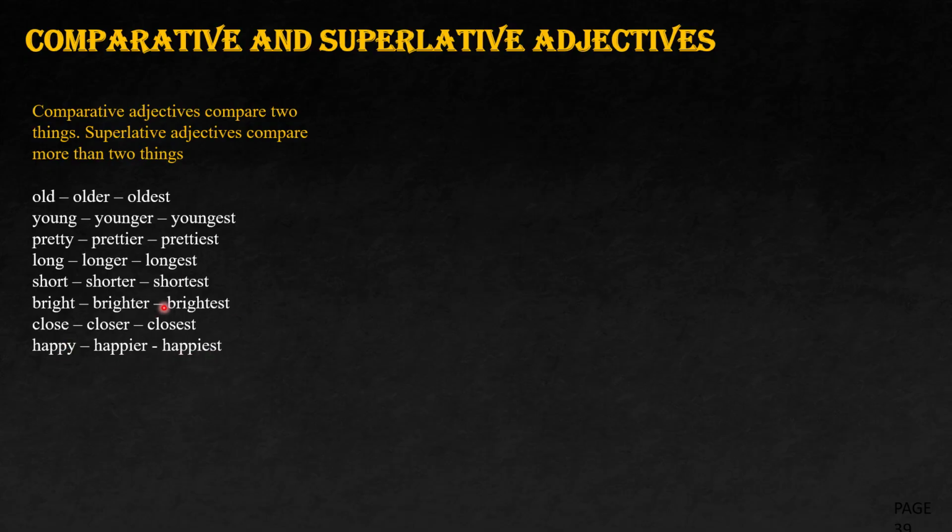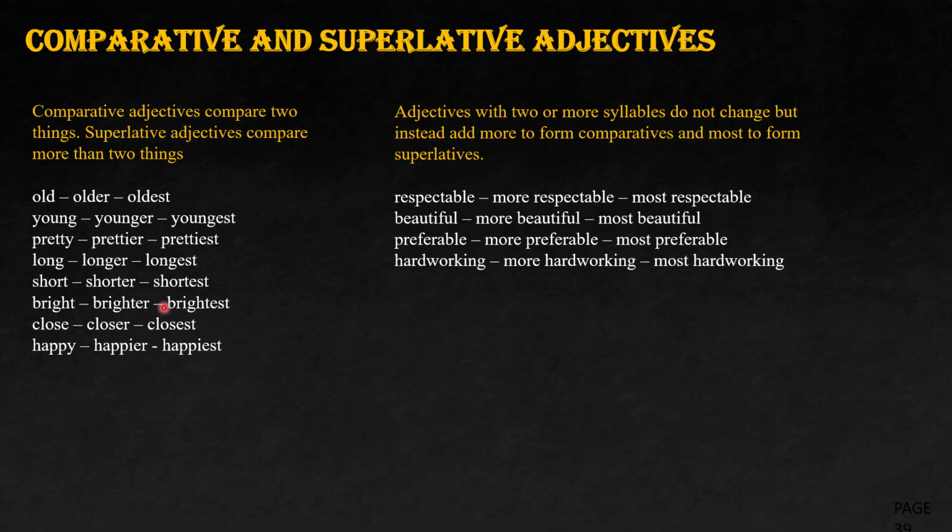Now we'll see some of the adjectives with two or more syllables. Do not change them, but instead add more to form a comparative, and most to form superlatives. For example, respectable, more respectable, most respectable; beautiful, more beautiful, most beautiful; preferable, more preferable, most preferable; hardworking, more hardworking, most hardworking. Likewise. Fine.